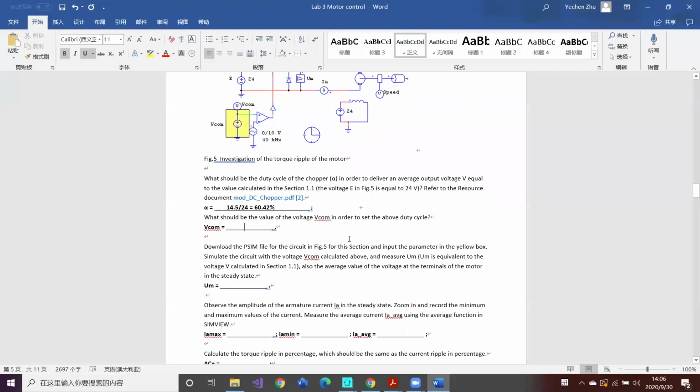And our VCOM is the maximum voltage here. Here our maximum voltage is 10 volts. So it's 10 volts times 0.6042, which is 6.04 volts, right? So change your VCOM value.